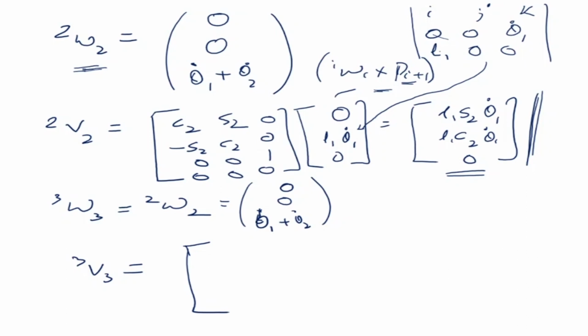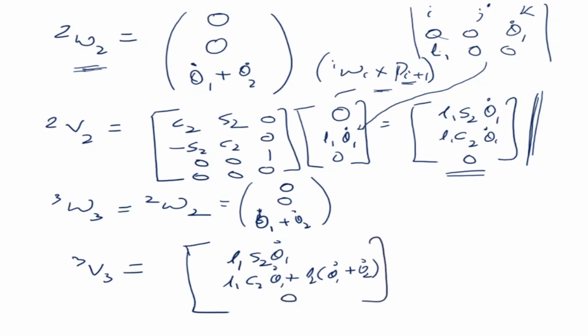If you do that, omega 2 is given by this one, which is equal to L1 sine 2 theta 1 dot. This is equal to L1 cos 2 theta 1 dot plus L2 theta 1 dot plus theta 2 dot, and this is 0.